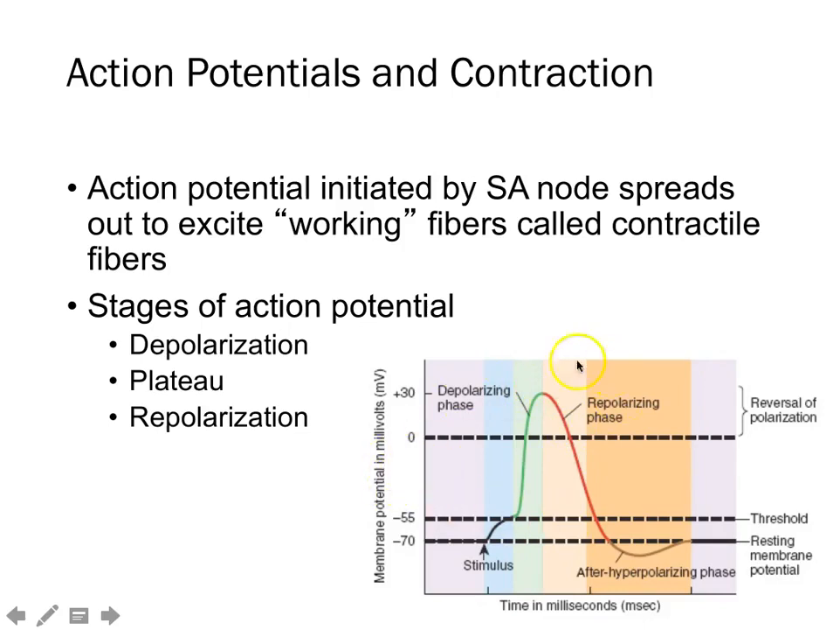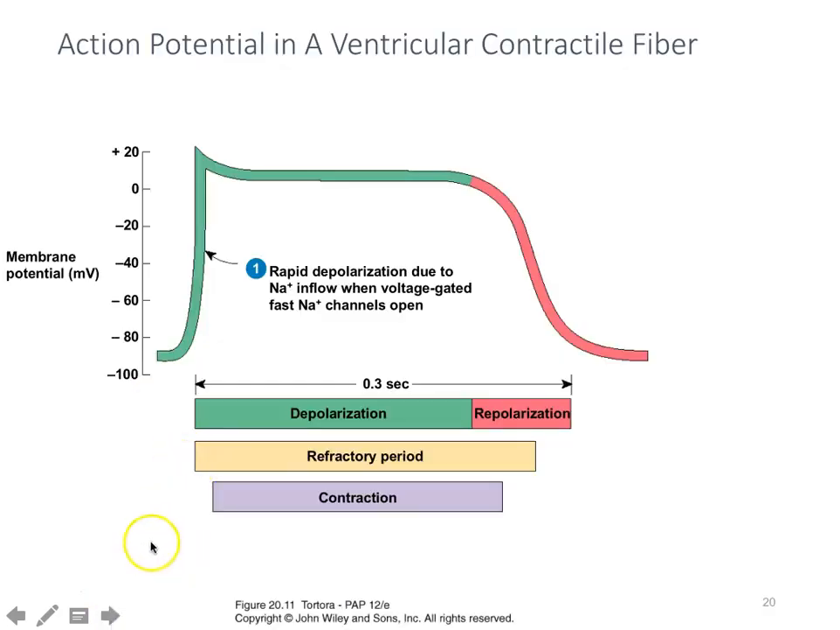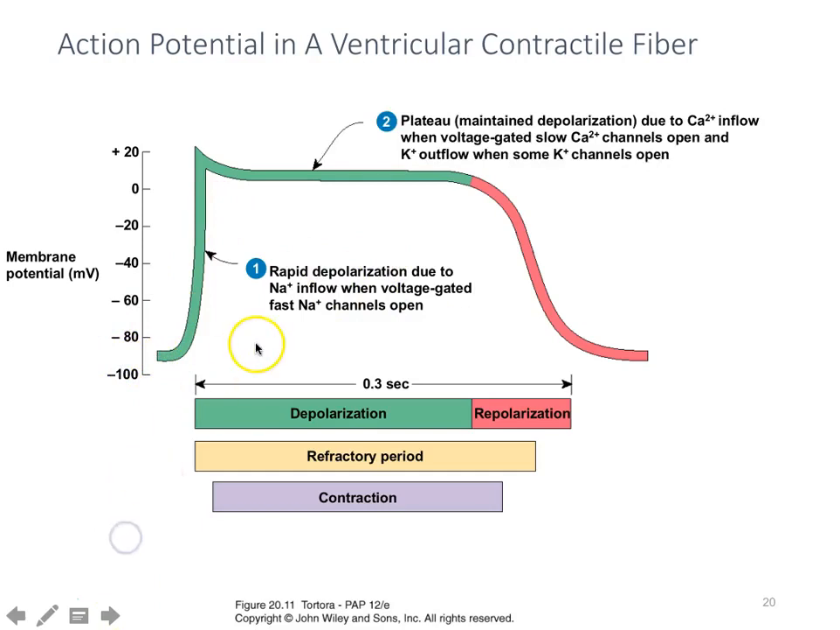Okay, so we have something very similar to this in the heart, but we have this middle stage that we do not see in neurons called the plateau. We're also at a little bit lower resting membrane potential, so we're at -90 millivolts. Again, you have that signal coming in, and then you have rapid depolarization due to those voltage-gated sodium channels opening.